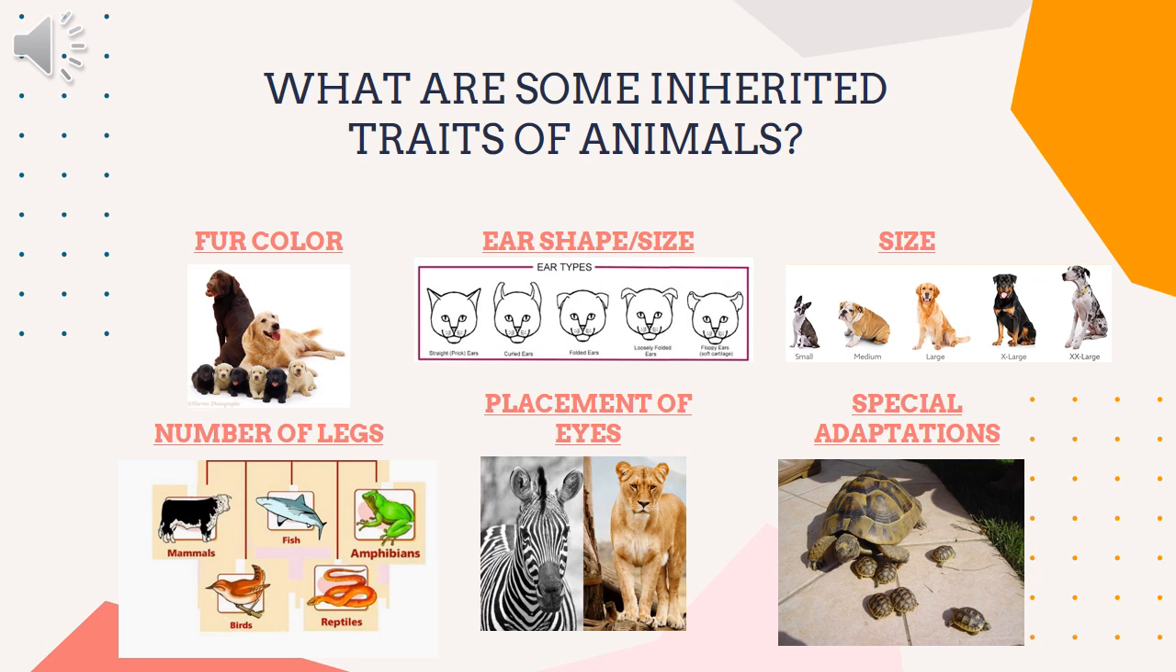And then any other special adaptations that we talked about. We talked about a ton of adaptations in that first video. Here I have a picture of the tortoises with their shells. So that's going to be passed down from the parent to the offspring. They're going to continue to have that same adaptation for survival.